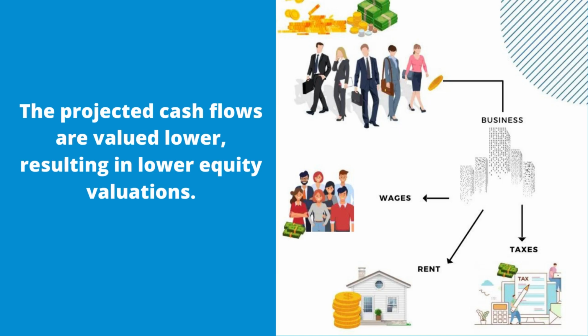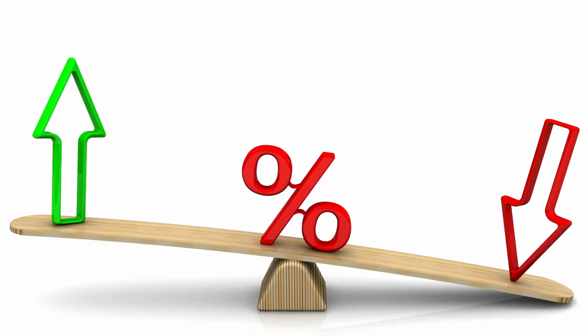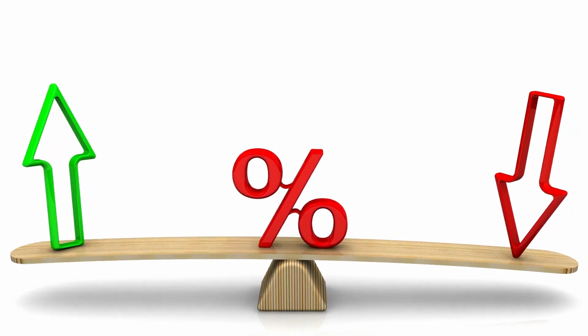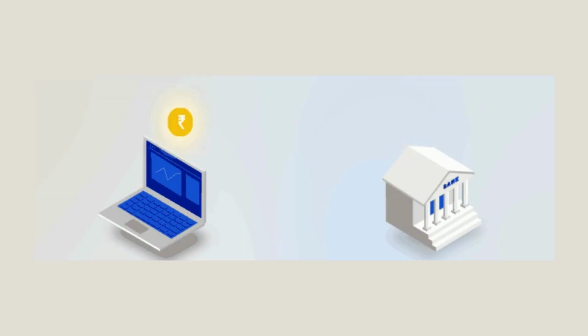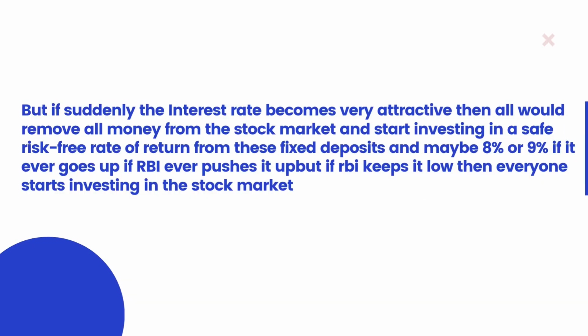Moreover, interest rates are crucial when it comes to how the market reacts. Because if the interest rates are not attractive, if fixed deposit or debt instruments are not attractive, then all the people want to invest in the stock market to get better returns. But tomorrow, if suddenly the interest rate becomes very attractive, then all would remove all the money from the stock market and start investing in a safe, risk-free rate of return from these fixed deposits, maybe 8% or 9% if it ever goes up, if RBI ever pushes it up.